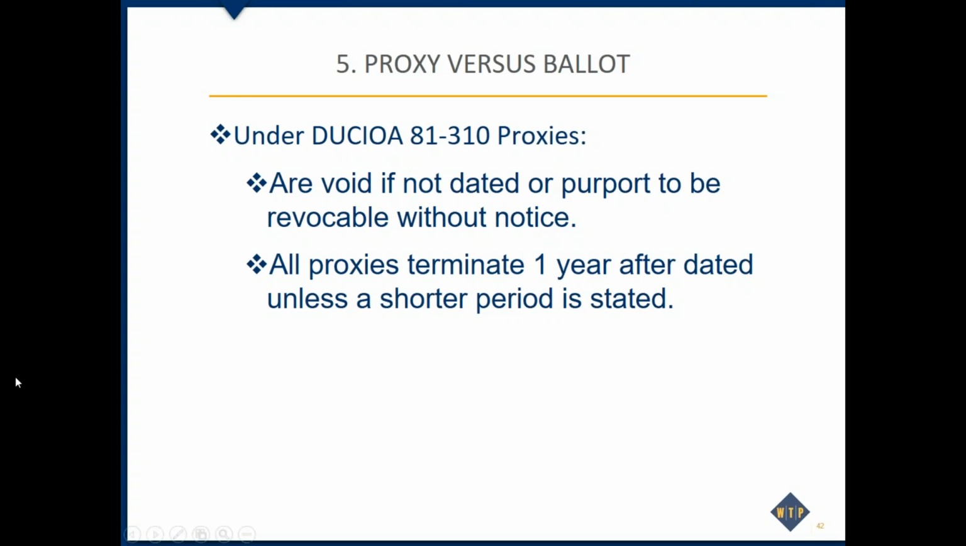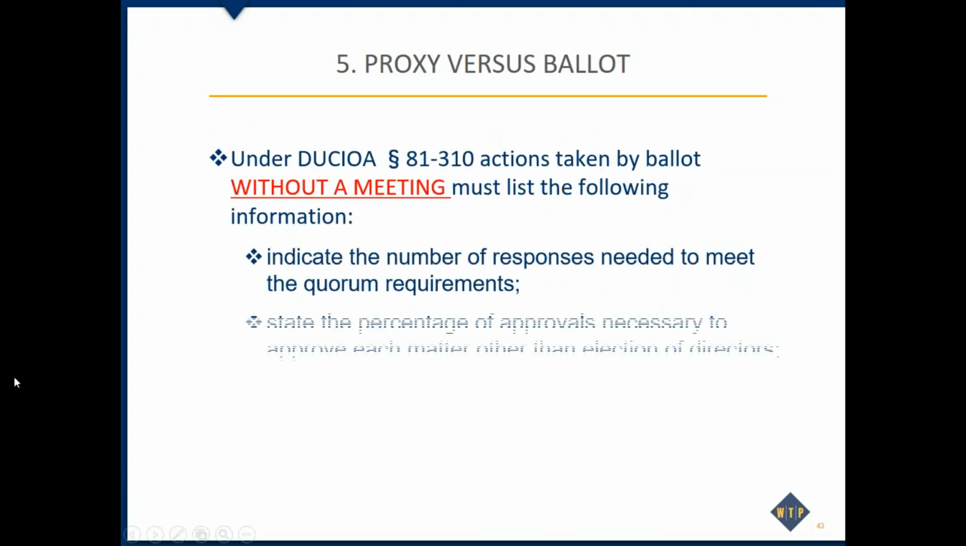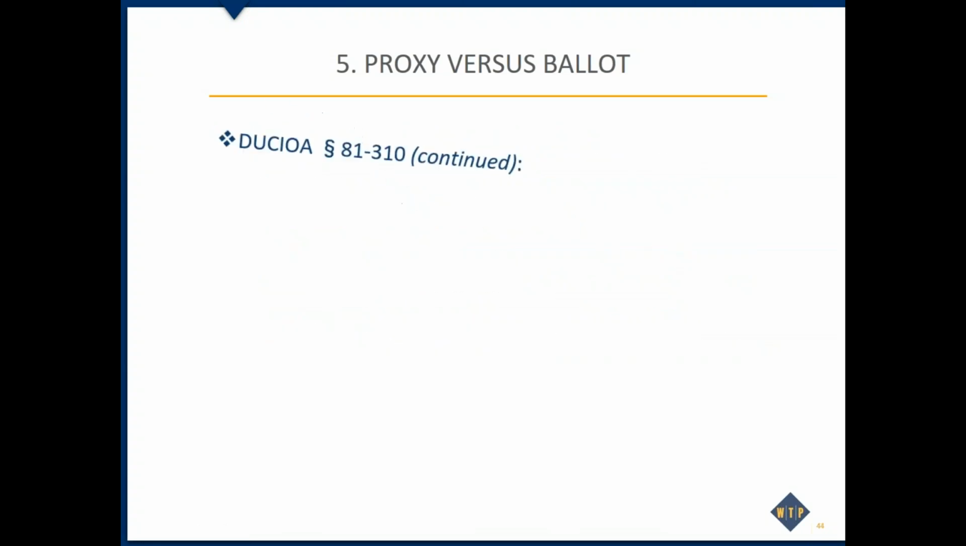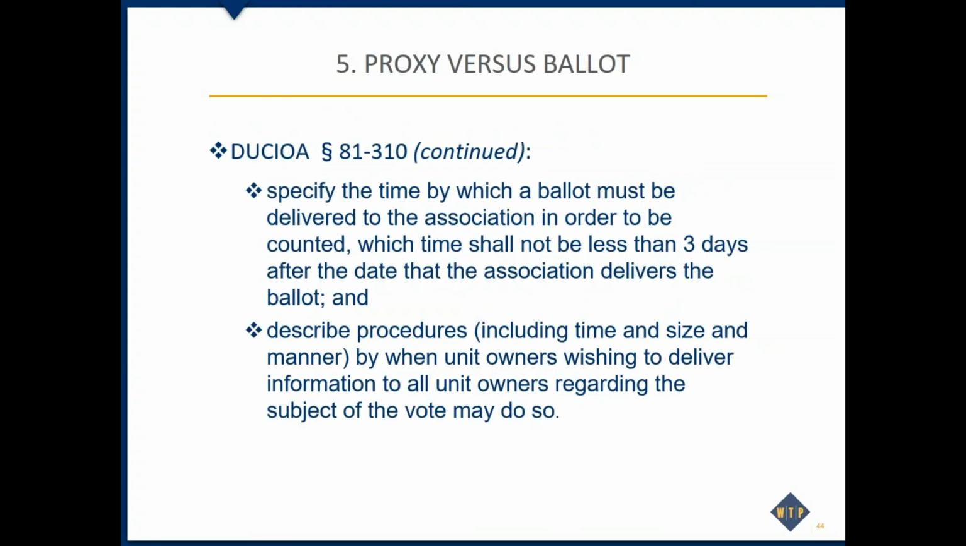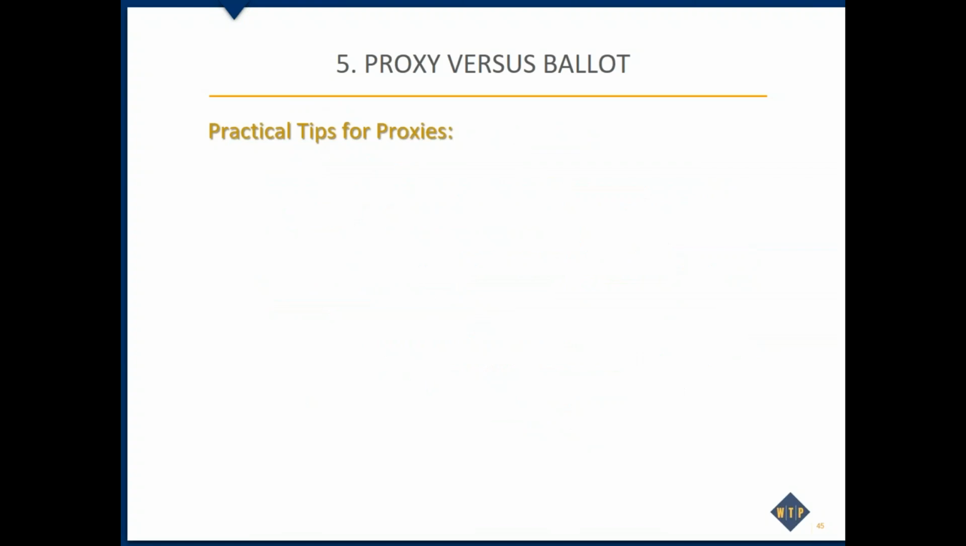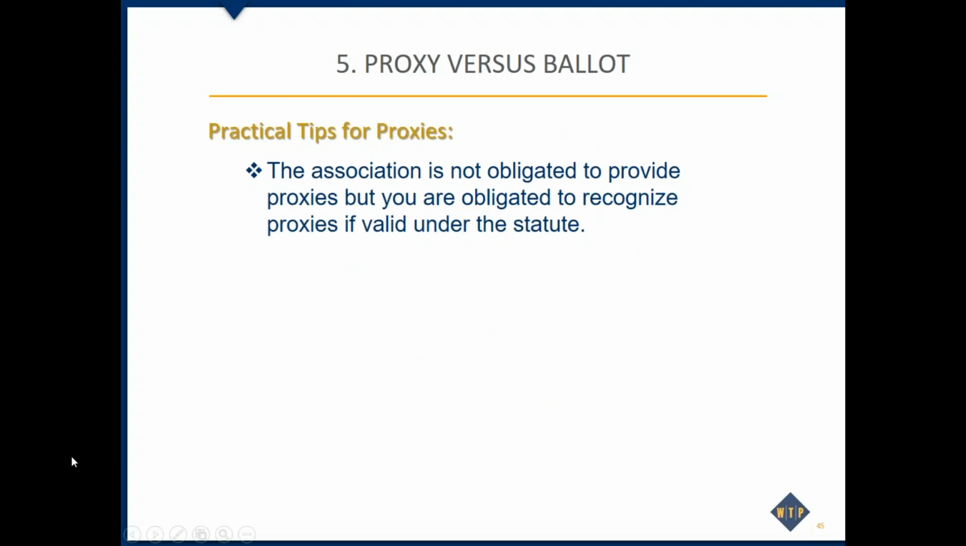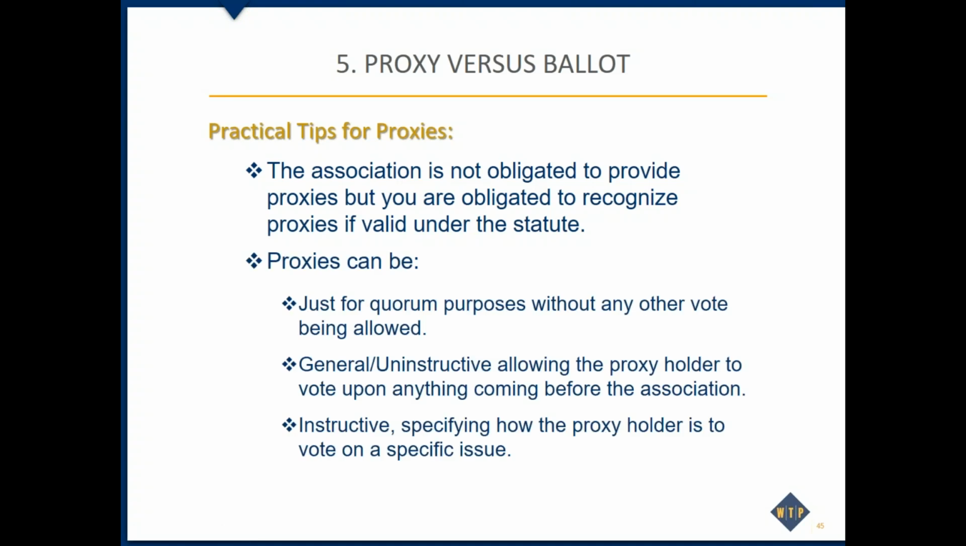All right, so I wanted to end with, I'm pretty close to on time except for some of these questions, some practical tips for proxies. Proxies are not required, but we often encourage people to use them because it lets you get quorum at meetings and those types of things. When you draft your proxies, you can draft them a lot of different ways. You can draft them for just quorum purposes. That way you get quorum. You can draft them general, uninstructed, which means that the proxy holder can vote however they choose to at a meeting. Or you can draft them instructed, which is that the proxy holder can only vote a certain way.